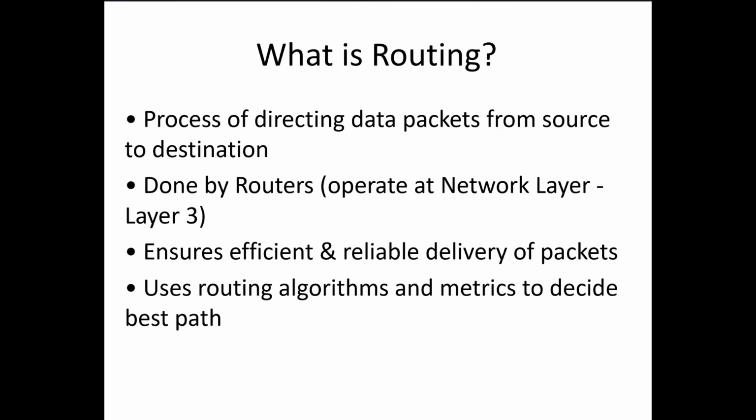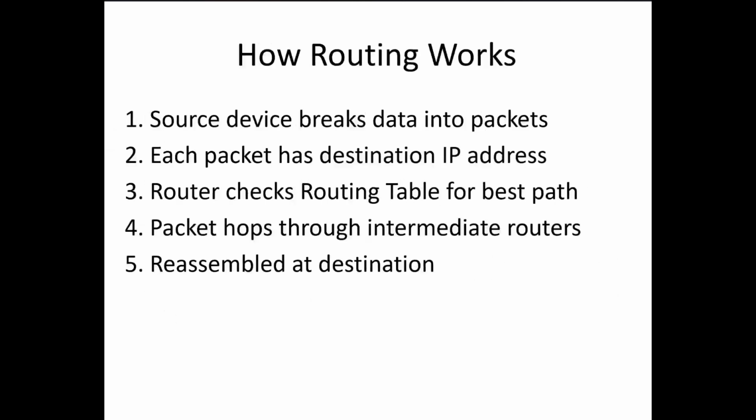So this is mainly the role of the routers, and they mainly operate at the network layer, that is the third layer. Routing ensures the efficient and reliable delivery of packets, right? And for routing, multiple different routing algorithms and different metrics are considered to decide the best route for sending the data packets to the destination node.